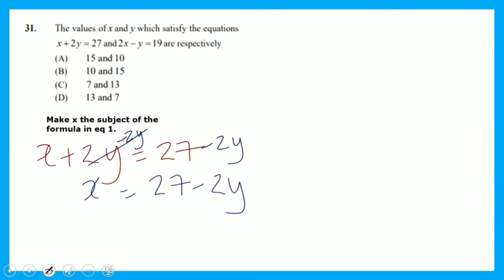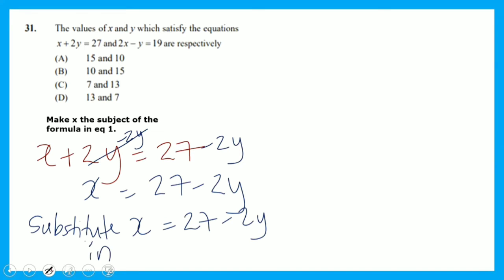Once you have that new equation, which again you can call equation 3, what we are going to do is substitute (27 minus 2y) in place of x in the other equation. All right, so we made one of the variables the subject of the formula in equation 1. So basically we rewrote equation 1. And then whatever we get there for x, we're going to substitute in equation 2.